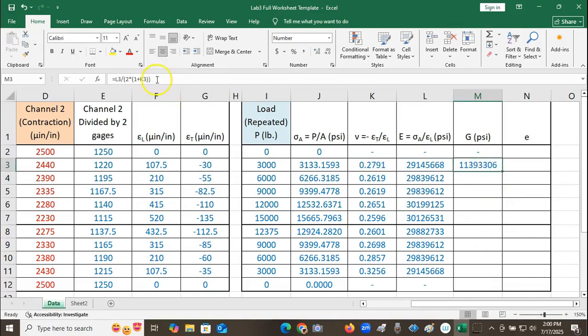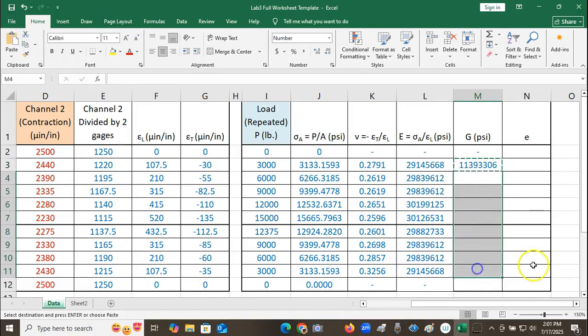So what did I just do? Look at the coding up here. It's L3, which is Young's modulus, and then divided by 2 times 1 plus Poisson's ratio. I think that's correct. So what am I getting here? 11,393,306. Okay, so there you go. And now I'm going to copy this. Everything is good here. Okay, so now copy this down.